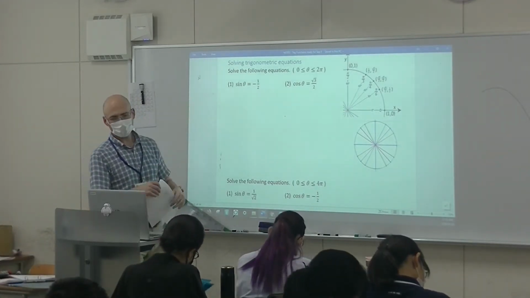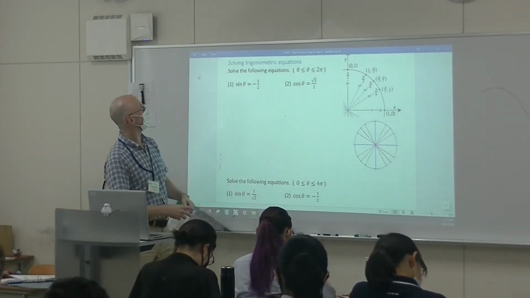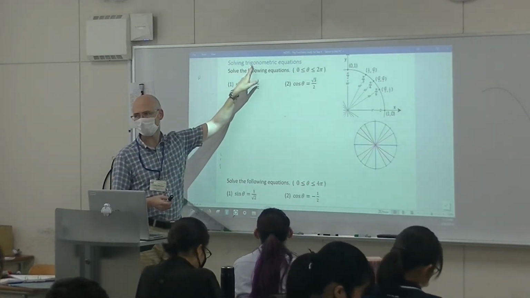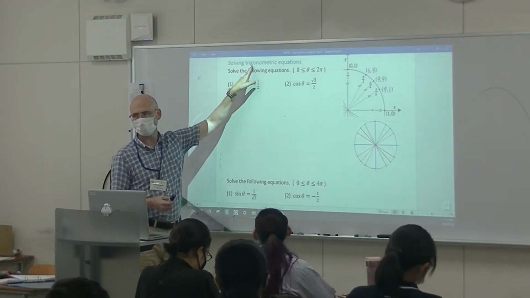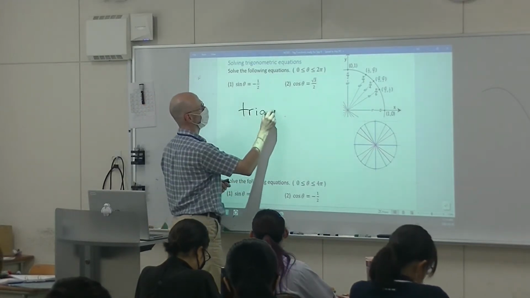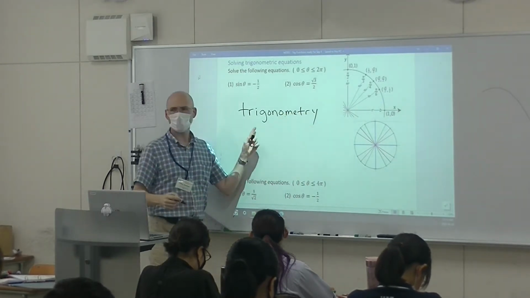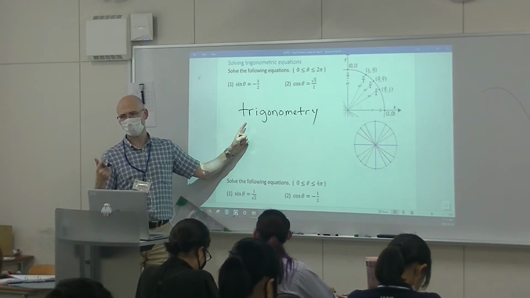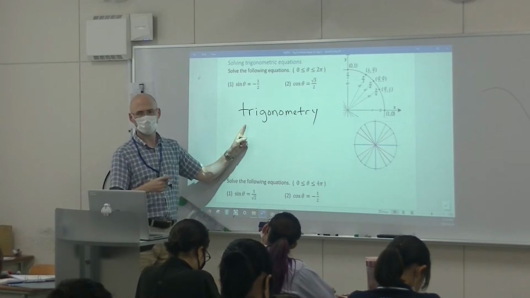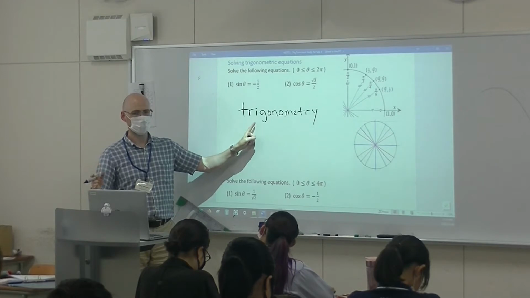Let's read the instruction at the top of the page together, please. 1, 2, 3. Solving trigonometric equations. Let's hear that word again. Trigonometric. So we got the word trigonometry, which is sangkakuhou in Japanese. Is that a noun or a verb or an adjective? In Japanese, meishi, doshi, keiyoshi. That is meishi. That's a noun.